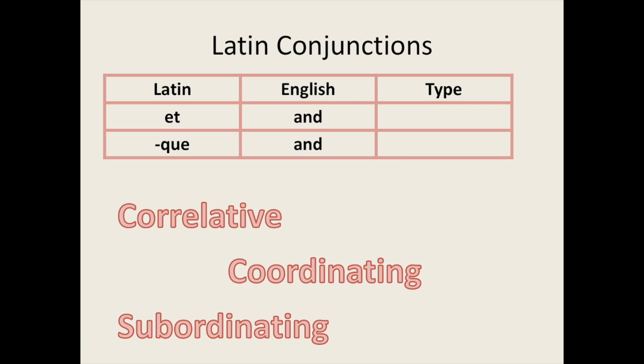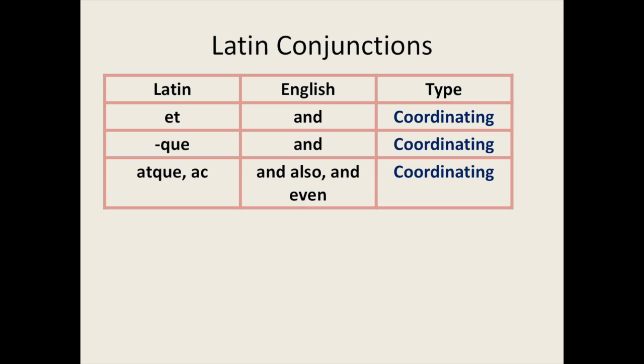Are these conjunctions correlative, subordinating, or coordinating? They are coordinating conjunctions. They join together words or phrases which have the same syntactic value. Atque, which has the alternative form ac, is a related conjunction, which means and also, and even, or and to, and is also a coordinating conjunction.